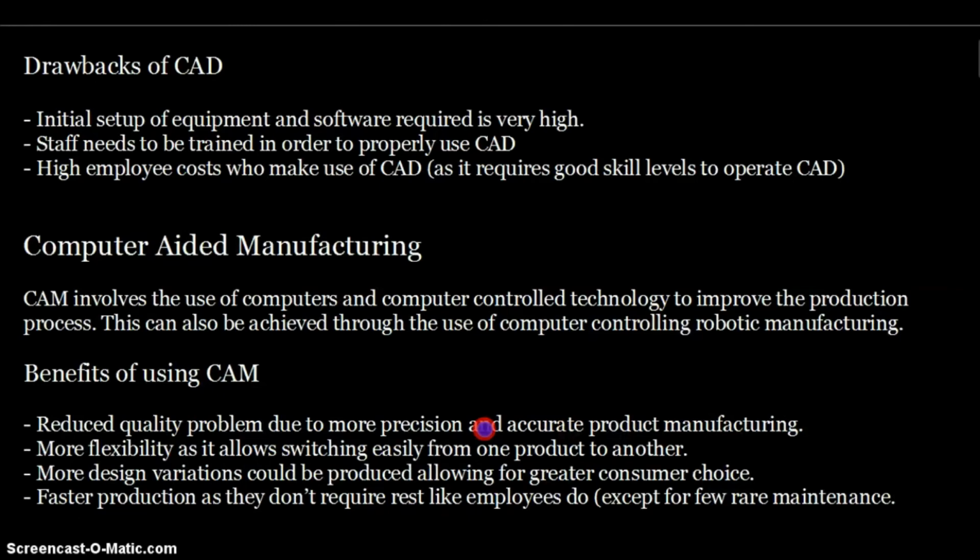There's also more flexibility, as it allows switching easily from one product to another, so you can make a variety of different products thanks to camera-ready manufacturing. There are more design variations which could be produced, allowing for greater consumer choice. So you can make different products, and you can also make a variety of design variations, so overall consumers will also have a greater choice.